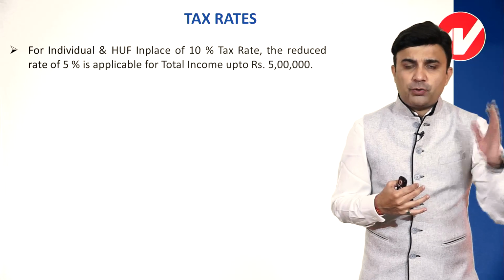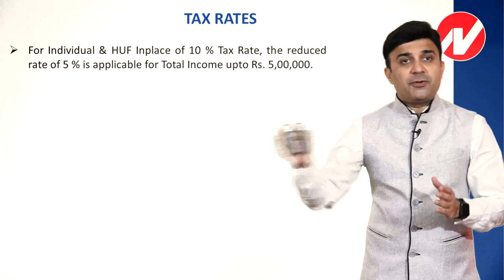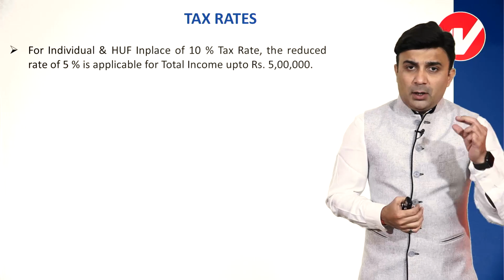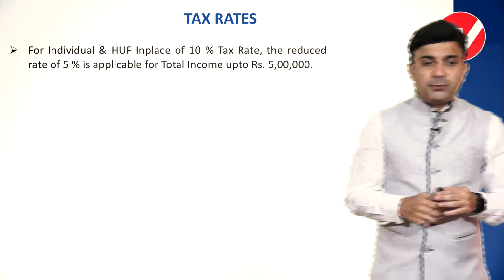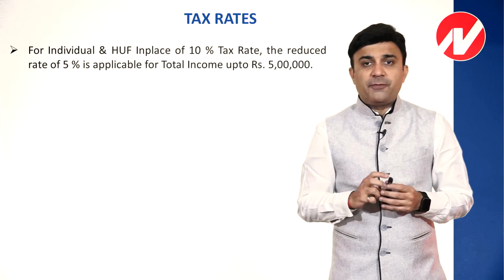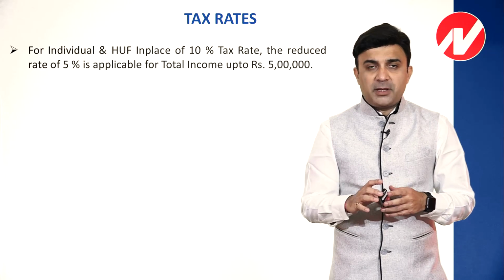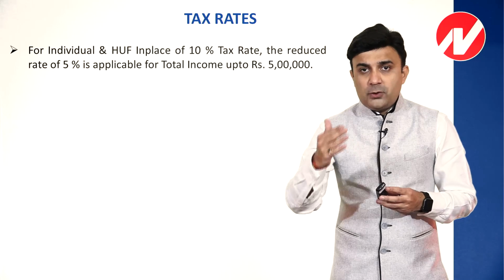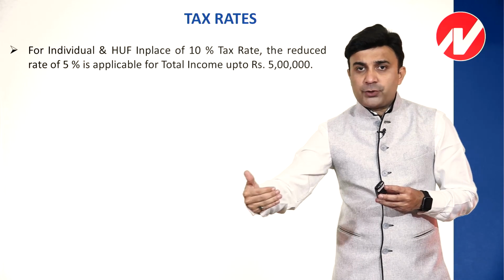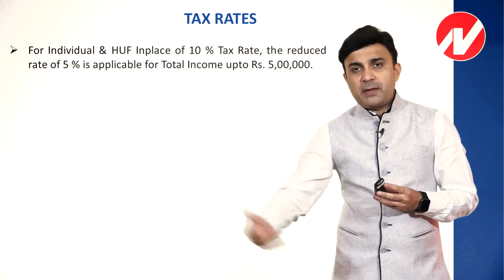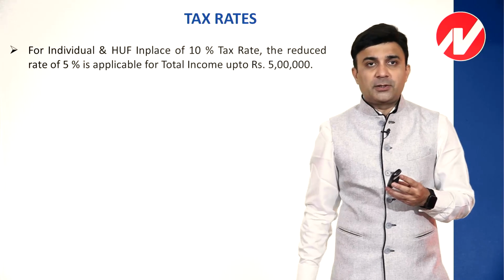For the individual, HUF, including AOP, BOI, artificial juridical person, till last year, the tax slabs were: up to rupees 2,50,000, no tax, basic exemption limit. Then 2,50,000 to 5 lakh, it was 10%. 5 lakh to 10 lakh, it was 20%. Above 10 lakh, it was 30%.